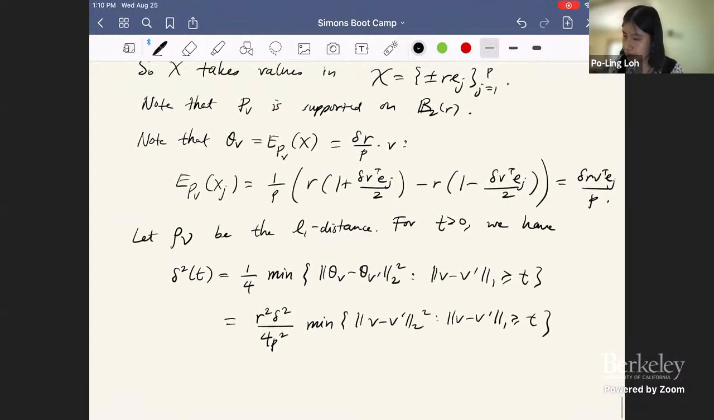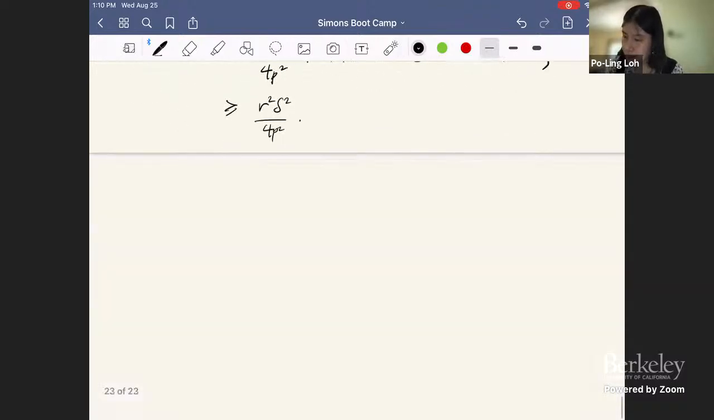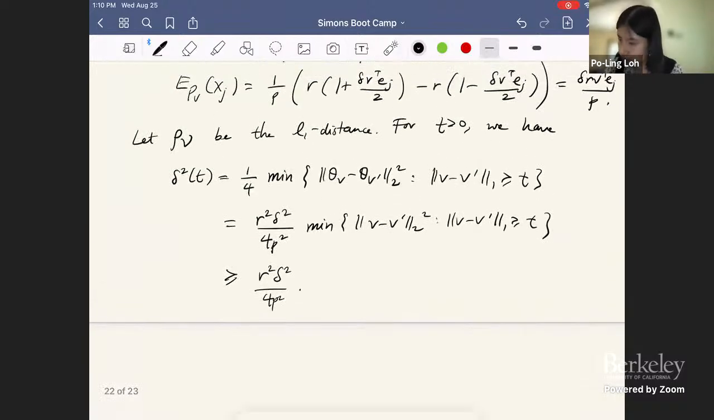And then now I have a nice convenient relationship between 1-norms and 2-norms. This is bigger than or equal to r squared delta squared over 4p squared times t over square root of p, squared, which is equal to r squared delta squared t squared over 4p cubed. Okay, so I've calculated my separation function.